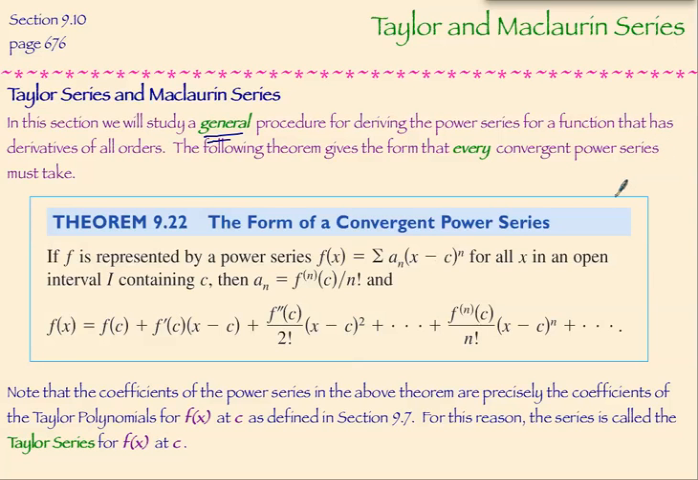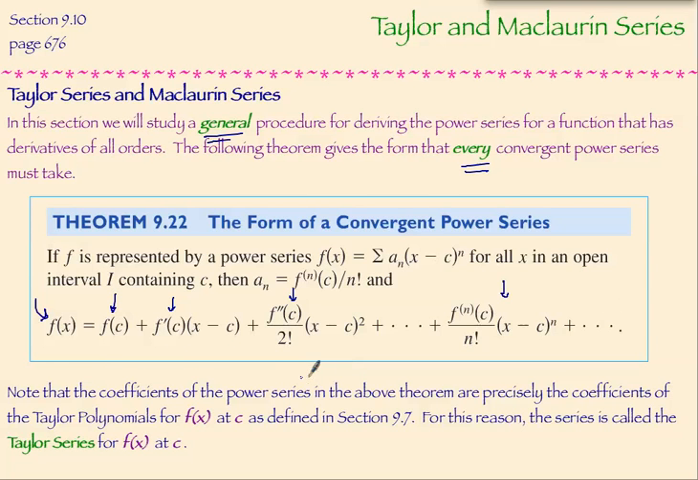The following theorem gives the form that every convergent power series must take. Notice the resultant series looks like this. This should look very familiar. f of c, f prime of c times x minus c, f double prime of c over 2 factorial times x minus c quantity squared. Here's your general term, the nth derivative at c over n factorial times x minus c to the n, and so on.